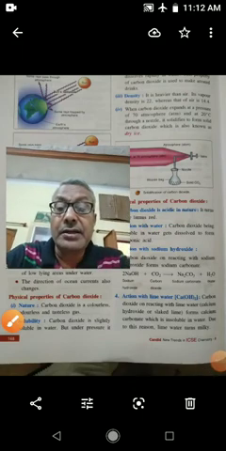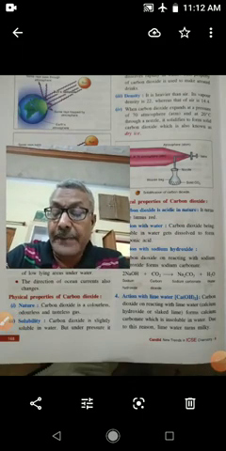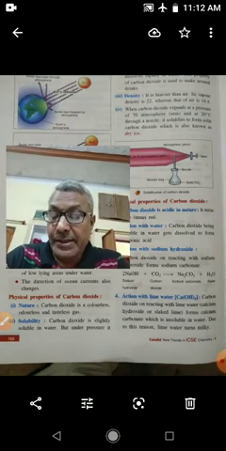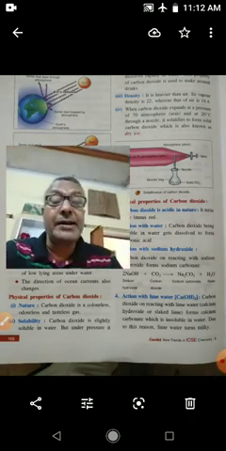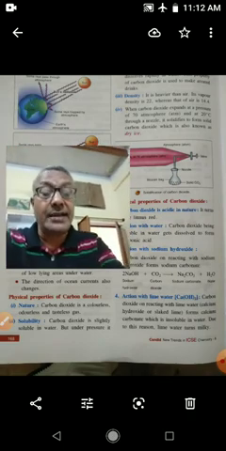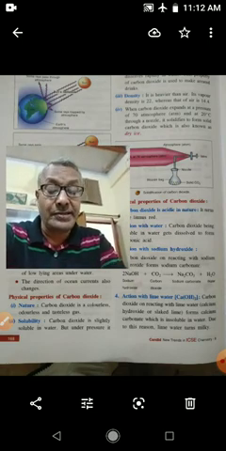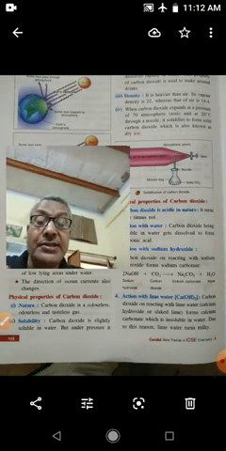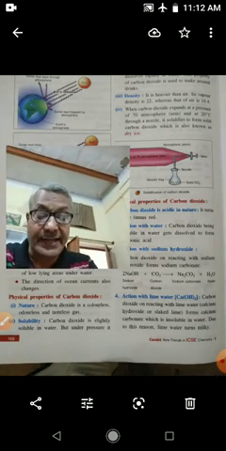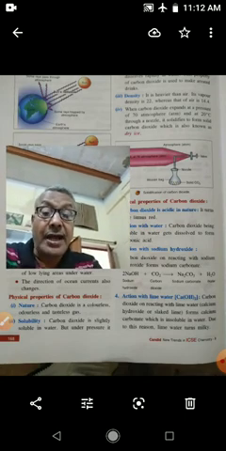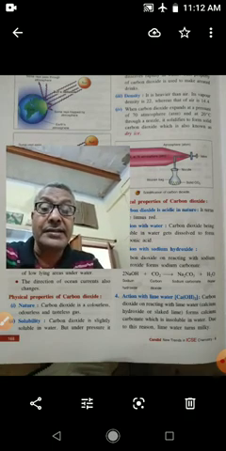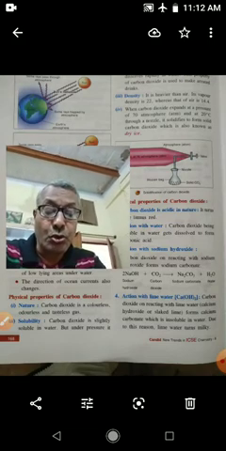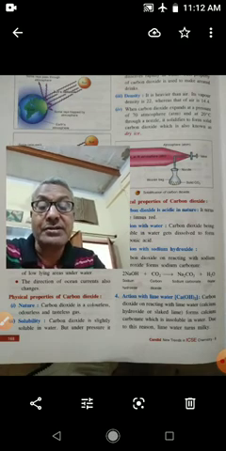Welcome children. In chemistry class, you have to study properties of carbon dioxide. There are two properties: one is physical properties and the other is chemical properties. So first, you see physical properties of carbon dioxide. Carbon dioxide gas is colorless, odorless and tasteless. Means carbon dioxide gas has no color, no smell and no taste.